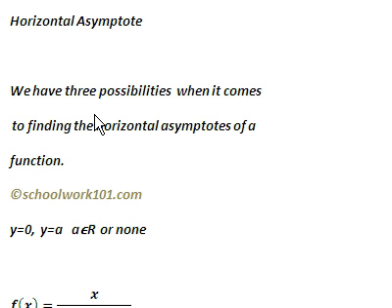Okay, let's look at horizontal asymptotes. We have three possibilities when it comes to finding horizontal asymptotes of a function. The three possibilities are either y equals 0, y equals a where a is an element of the real numbers, or no horizontal asymptote at all.